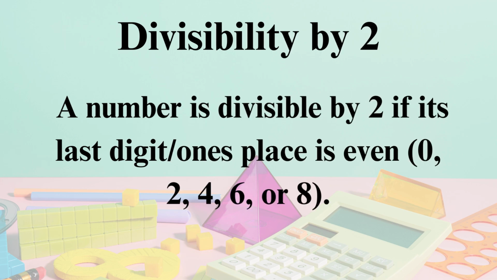So the first divisor will be 2. Test of divisibility by 2. A number is divisible by 2 if its last digit, or rather the ones place, is a 0, 2, 4, 6 or 8. That means the last digit ends with a 0, 2, 4, 6 or 8. Or we can simply say it's an even number.